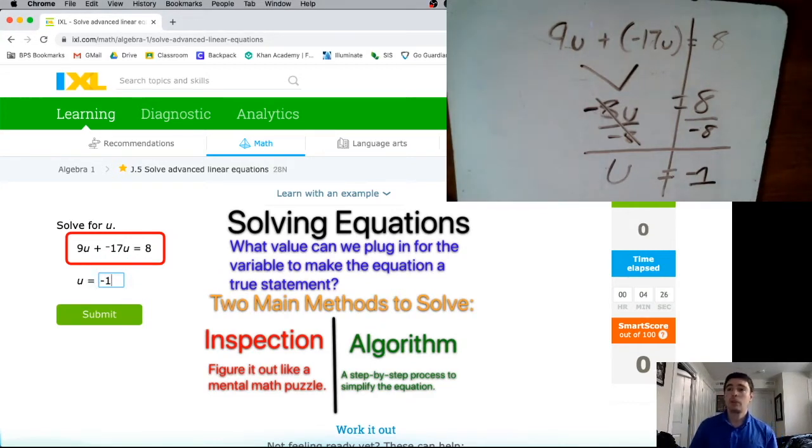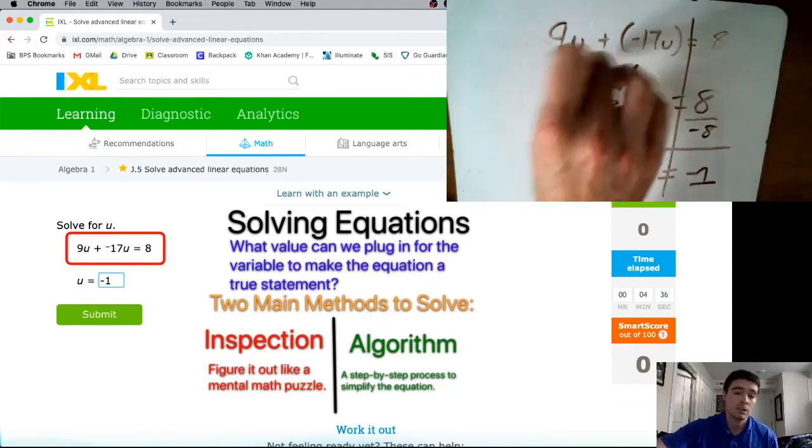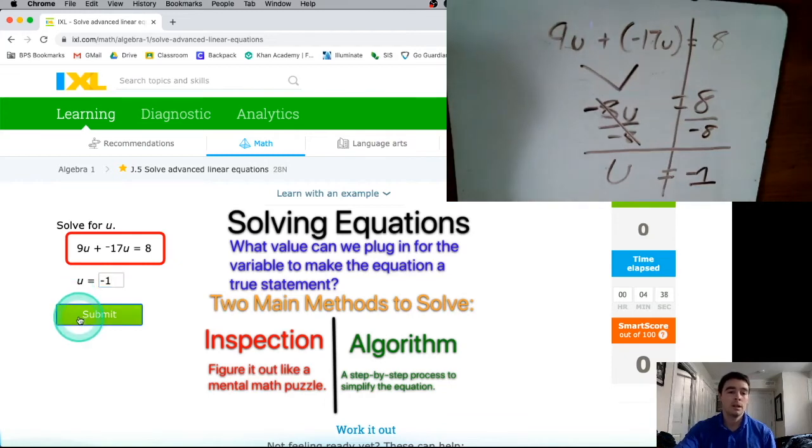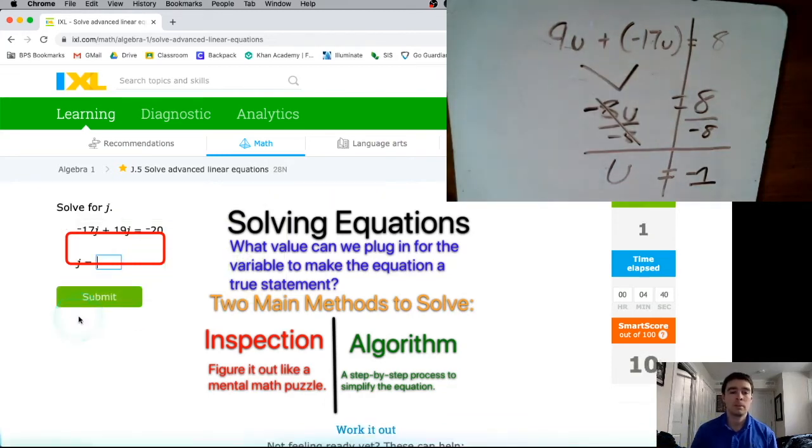I would recommend, if you're at home, before you plug these in as the answer on IXL, because you get through these assignments a lot more quickly if you avoid mistakes, I would definitely recommend plugging your answers into the original equation, seeing if they work. But in the interest of time, I'm going to skip that piece.